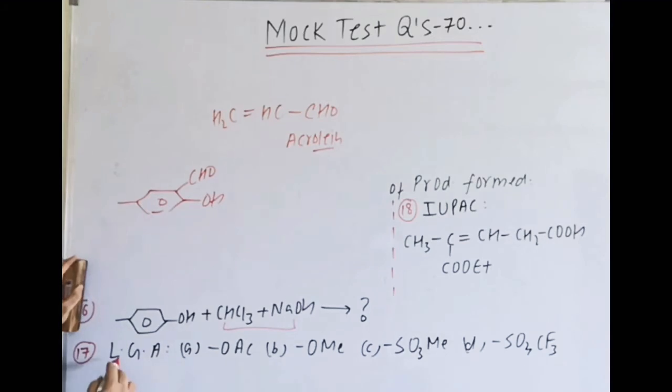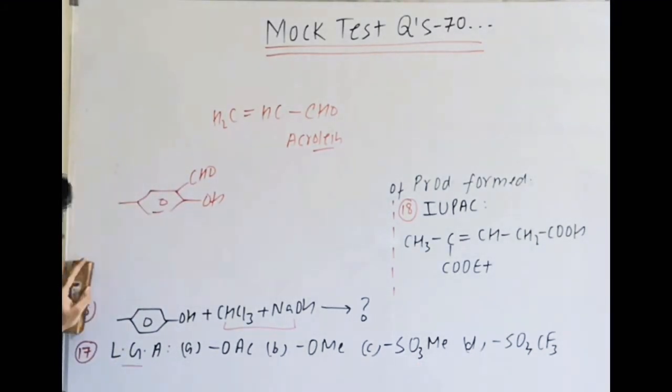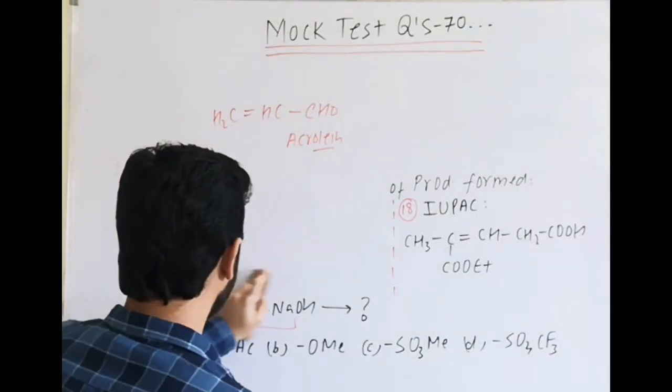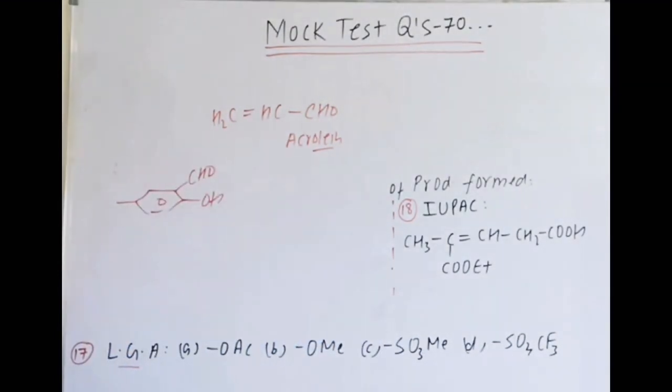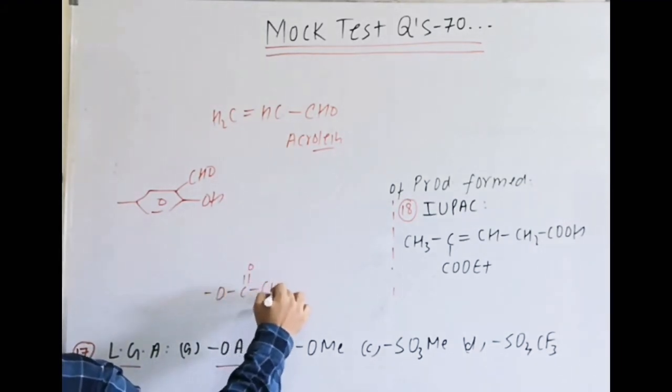Next question is leaving group ability. These are the groups given. So write down the answer, which is the maximum and which is least. We know that OAc means it is the acetate ion, which is this one.